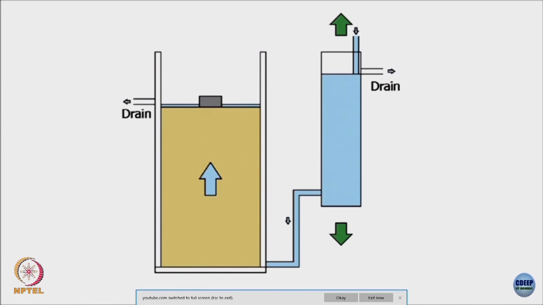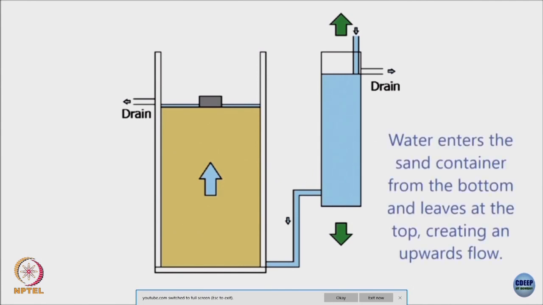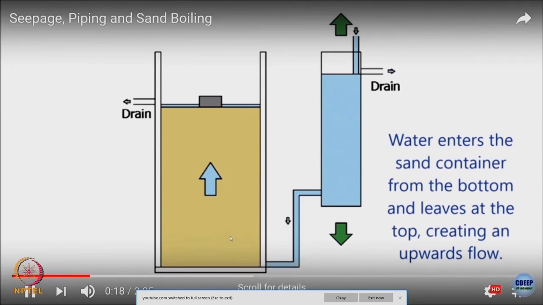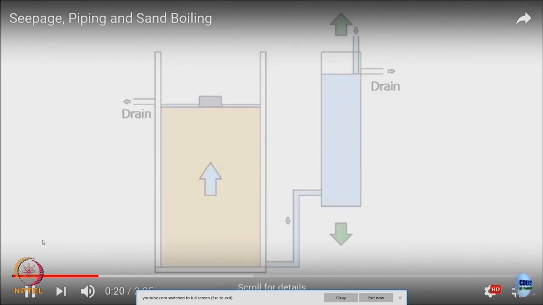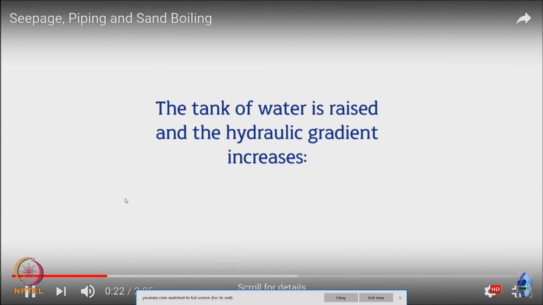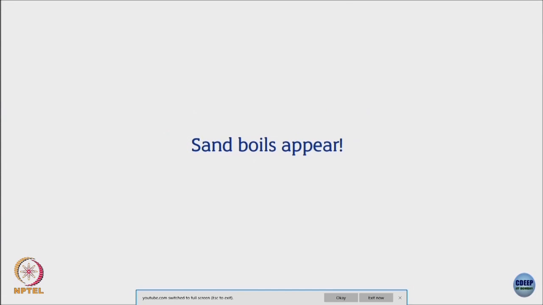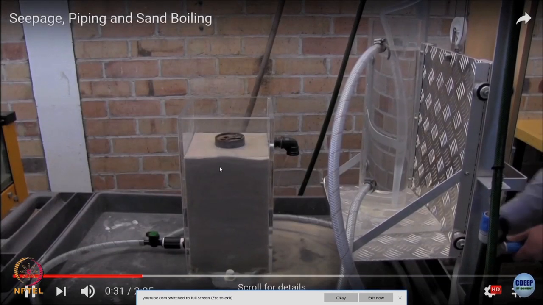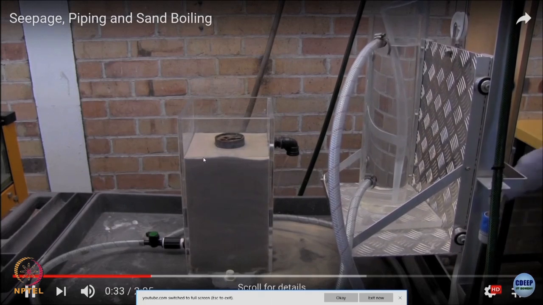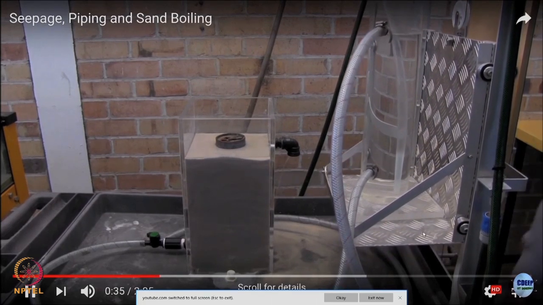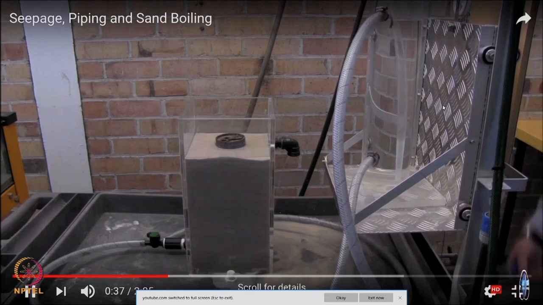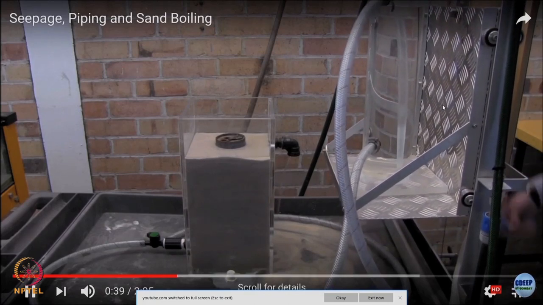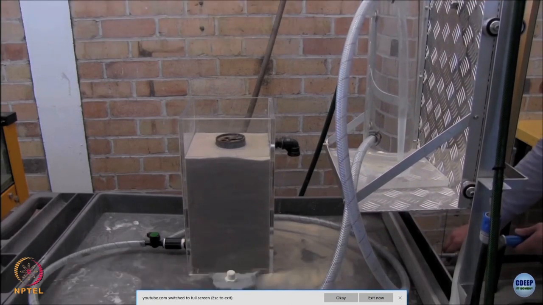So, this becomes my control volume of the sample, and then I may create different types of seepage conditions. Change the x values which are going to cause the hydraulic gradients. Look at this video, now you will see that the sand will start boiling at this point. The moment you raise the height up to a certain level, this is what is known as the critical hydraulic gradient. We will discuss this in the class.